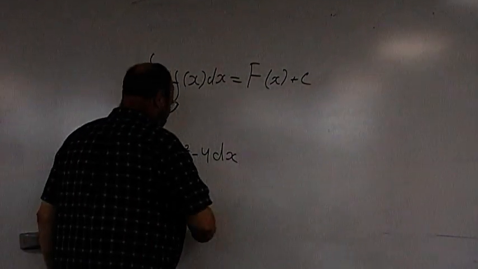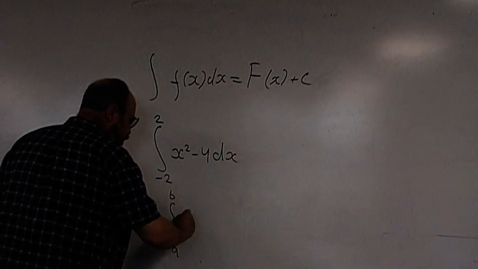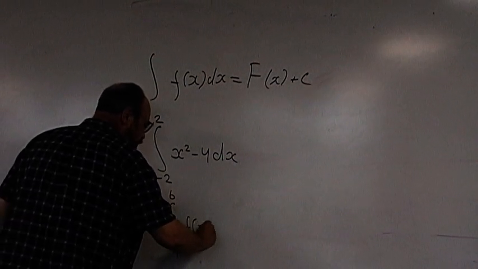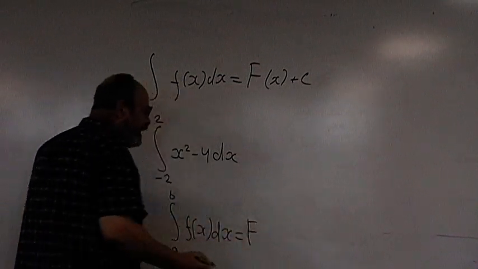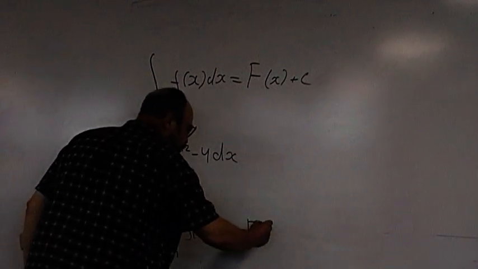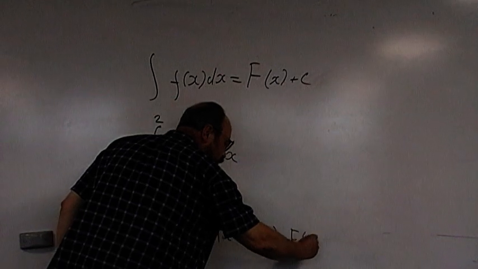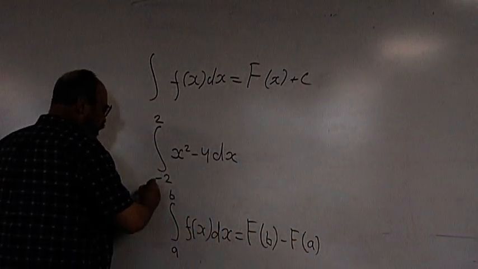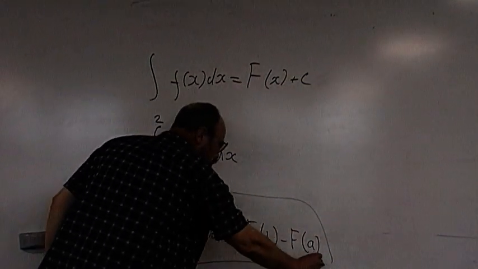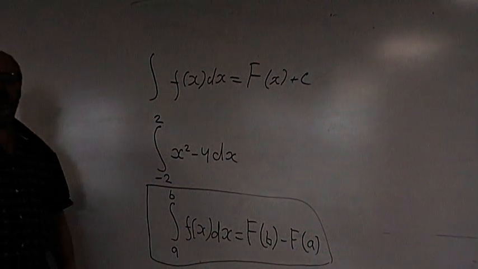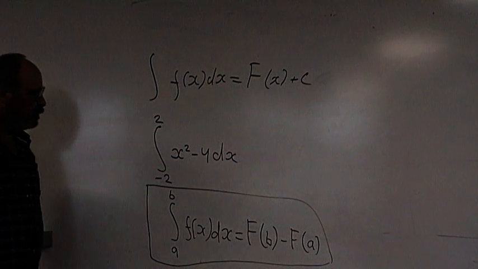And the definition is from a to b, integral of f of x dx equals the value of the antiderivative function at b minus the value of the antiderivative function at a. This expression is called the fundamental theorem of calculus and pretty much defines what the definite integral is. And let's apply this to this example.